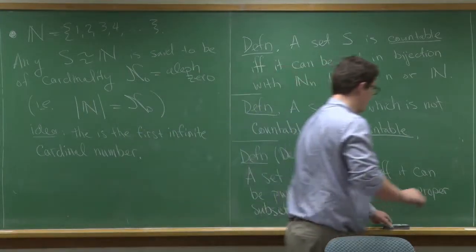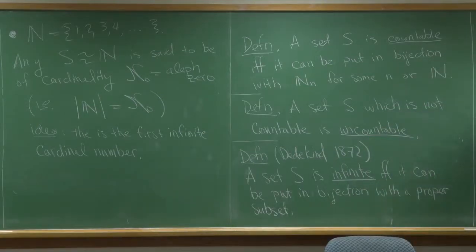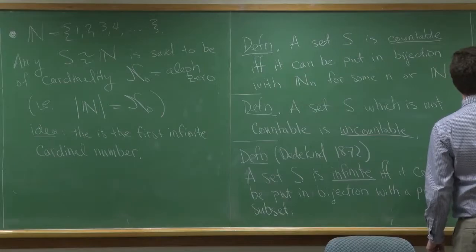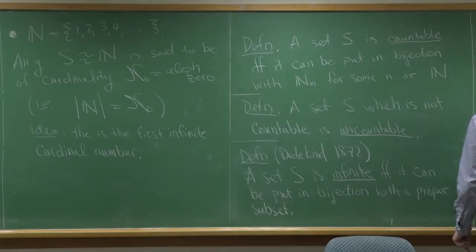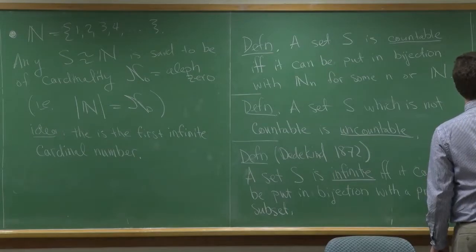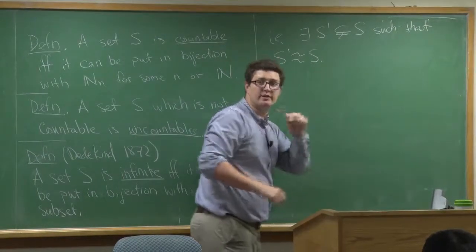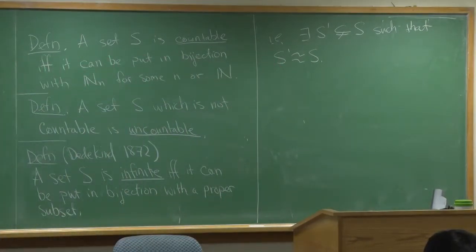Okay, so let me just make this a little more clear. What I'm saying is that there exists some S prime, which is a subset and not equal to S, such that S prime is equinumerous with S, or they have the same cardinality. I could have written absolute values and equals there, and it would be the same thing. Subset but not equal, right? A proper subset means subset but not equal.